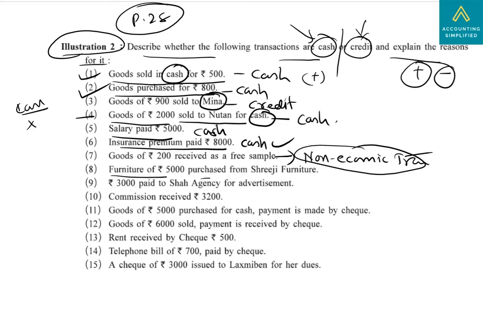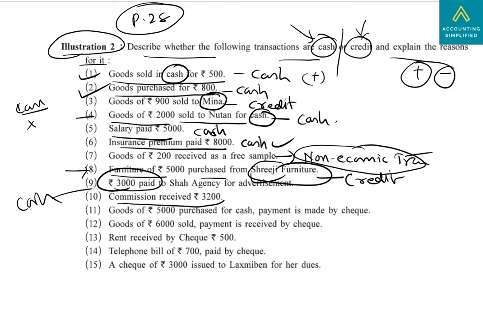Furniture of 5000 purchased from Sriji Furniture. Sriji Furniture is a party name. Is cash or credit mentioned? No, party name is mentioned, cash or credit not mentioned, means credit transaction. Yes, understood. Rupees 3000 paid, paid means cash, that's it. Commission received, commission has come in cash, cash transaction. Goods of 5000 purchased for cash, there is nothing more to think, cash transaction.